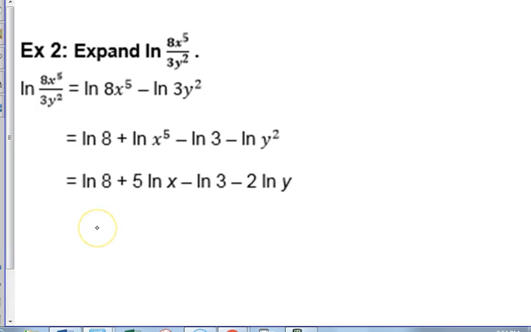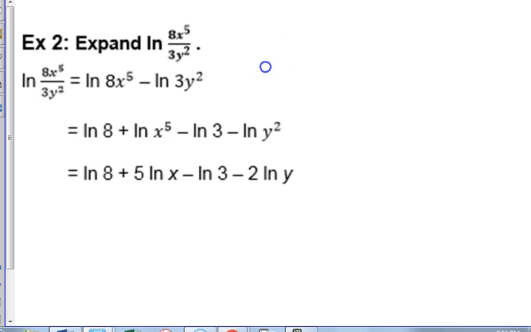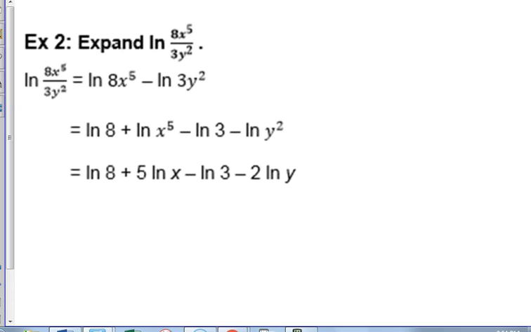All right. That was the end of the fun. These get kind of messy. This says expand. They start out by getting rid of the division. How do we get rid of division?